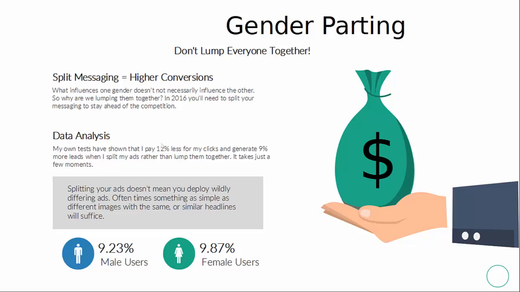My own tests have shown that I pay 12% less for my clicks and I generate 9% more leads when I split my ads rather than lumping the two genders together. Because by creating two separate variations of my ad, I can slightly customize one ad for women and the other ad for men. Now, there's a second benefit to this.